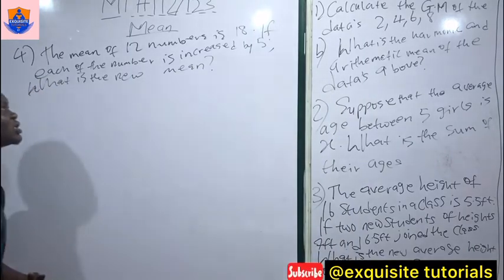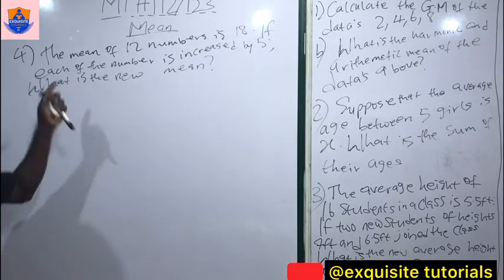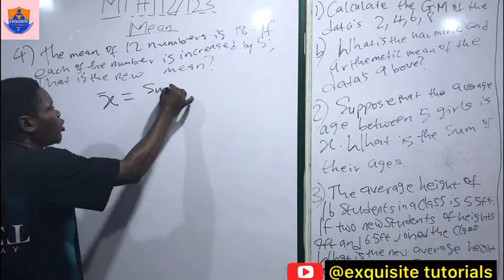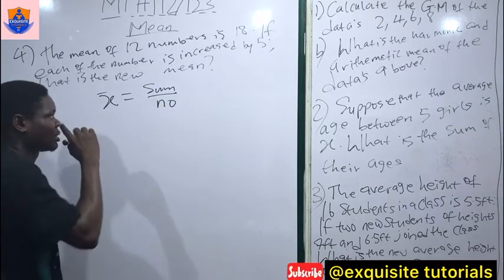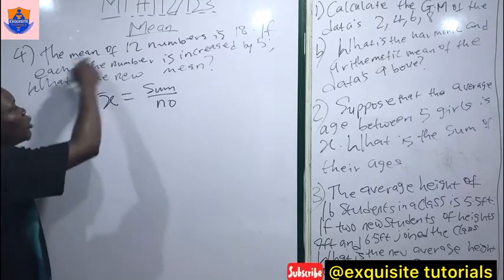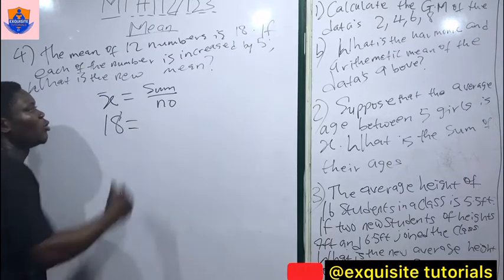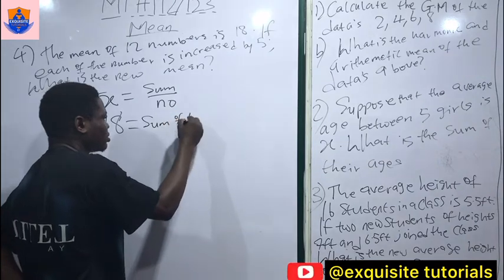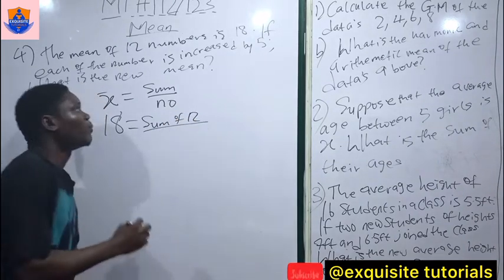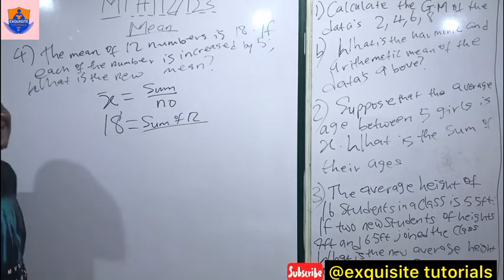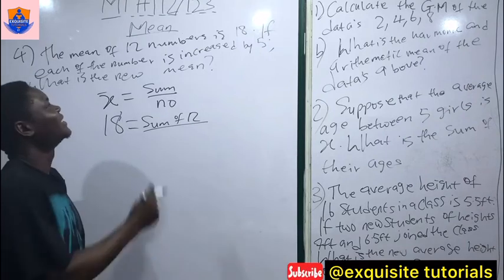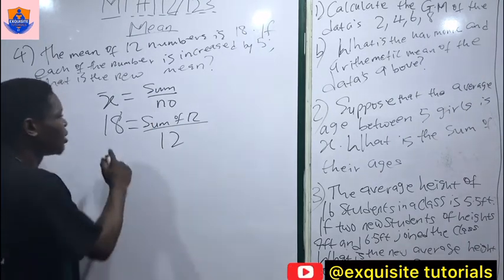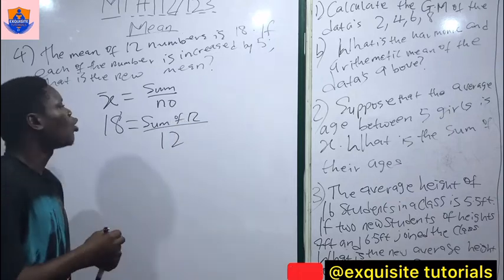Now first of all, let's analyze the first one. The mean of 12 numbers, meaning that, remember that mean is the sum of the numbers all over the number of data. So the mean is 18. The mean of 12 numbers is 18. But we don't know the sum of these 12 numbers. But we know the number of numbers, that there are 12 numbers there. So we want to look for the sum of all these numbers.